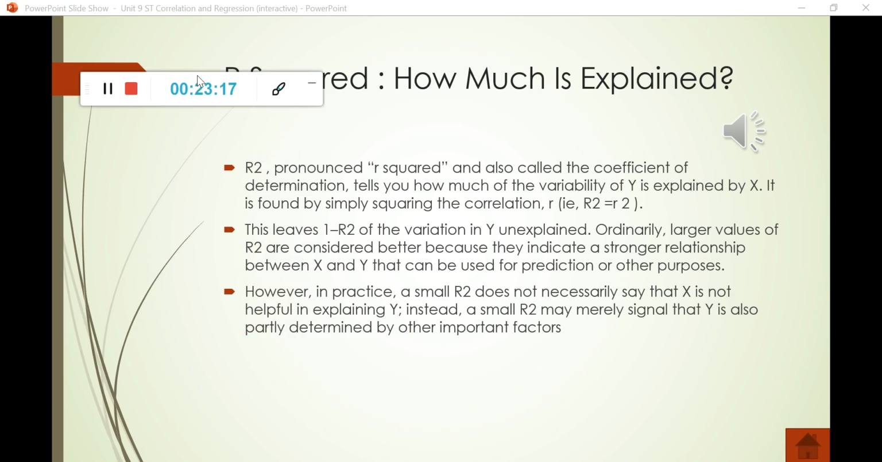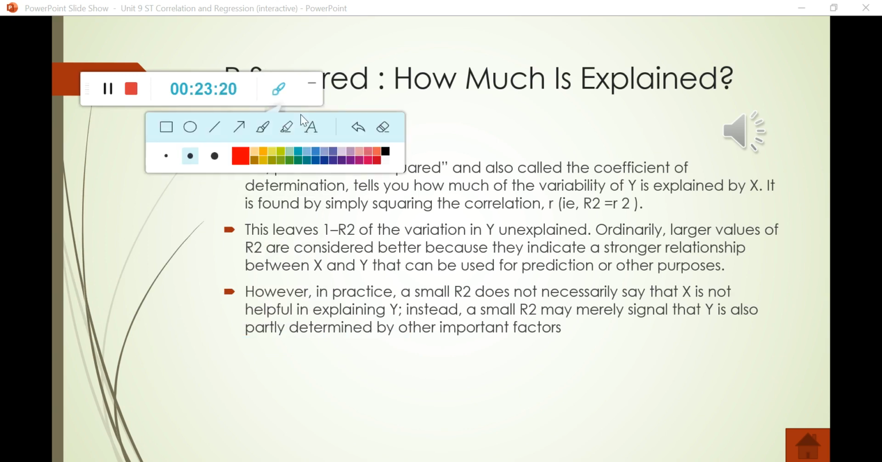the relationship is stronger. Now, in practice, however, a small R squared does not necessarily say that X is not helpful in explaining Y. It merely signals that Y is also partly determined by other factors. So sometimes, this is where we have to do a multiple regression analysis.